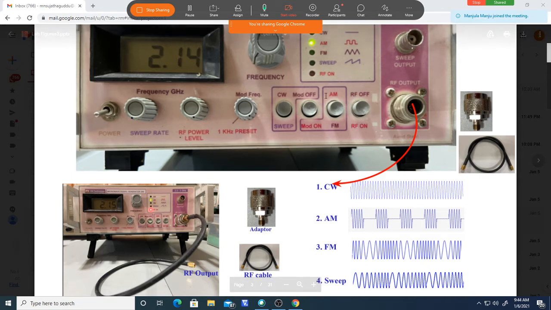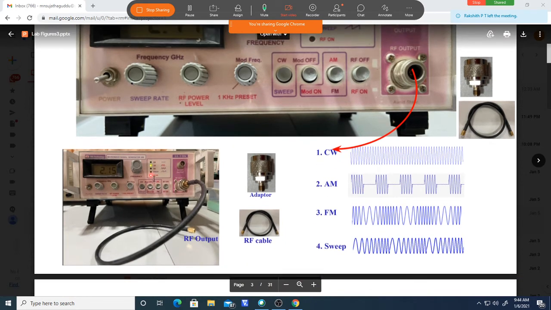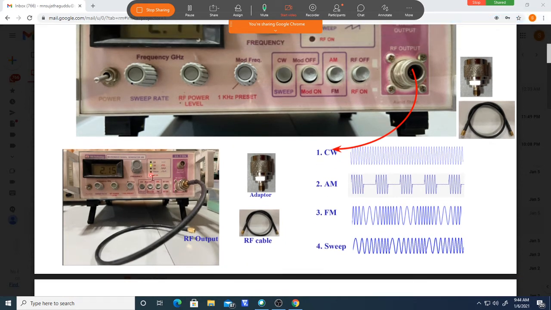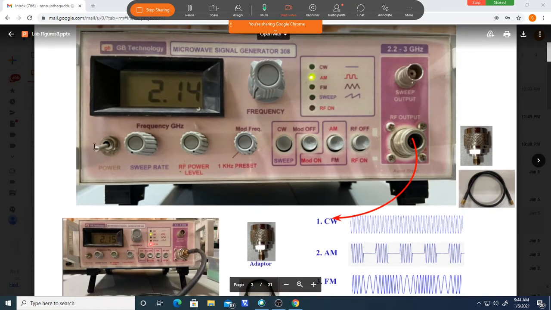If you press this, then this will turn on. You see, I have made it here, this will turn on in red color. This shows output is coming. If it is not on, then even if you set things here, you do not get output. First you should turn on this power. You should keep it in the on position. This is a toggle switch, and you keep it in the on position. First you have to do that.